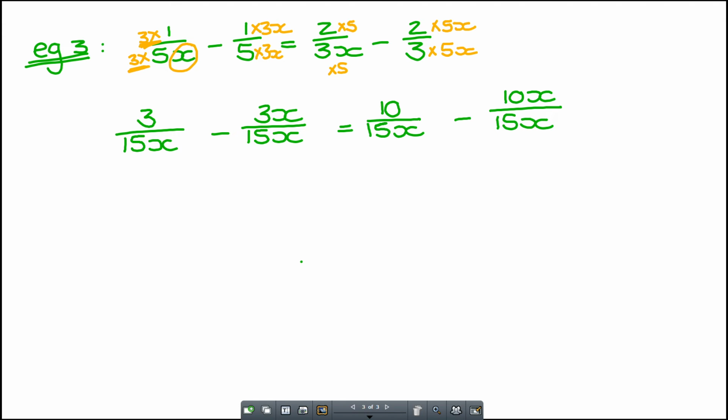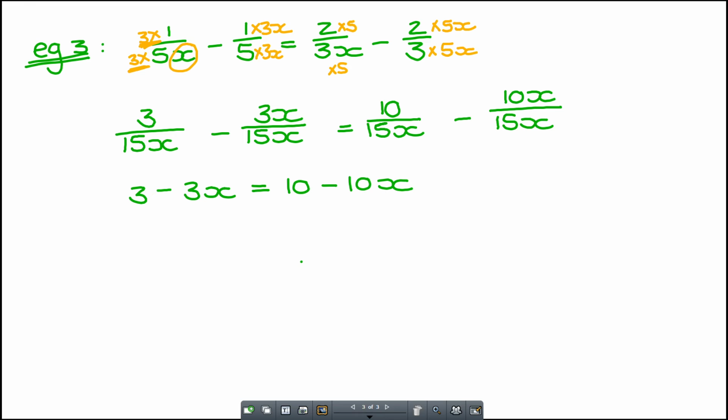Okay, so now I have it that all of them have got a common denominator. So when this happens, we can basically forget about what's written at the bottom. Do you remember when we did fractions? Now, because everything is the same, I can only look at the top. So 3 minus 3x is equal to 10 minus 10x. Can you see I only wrote down what was at the top? And now it looks like a normal equation.